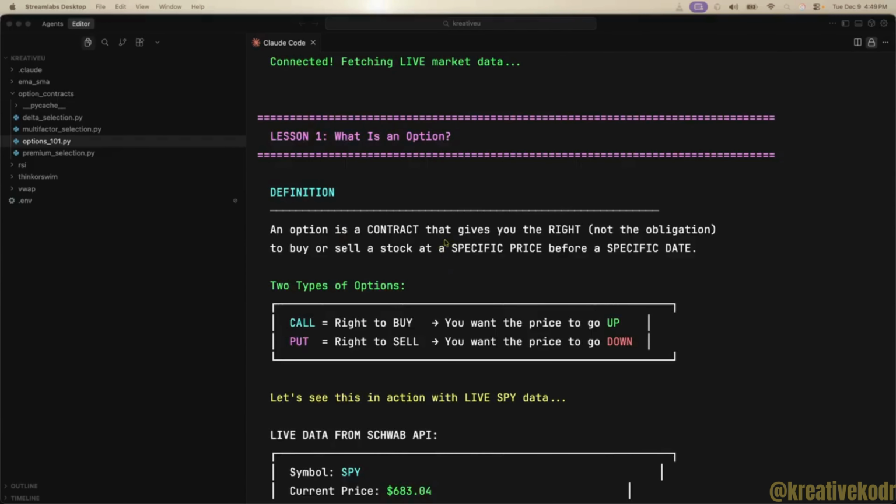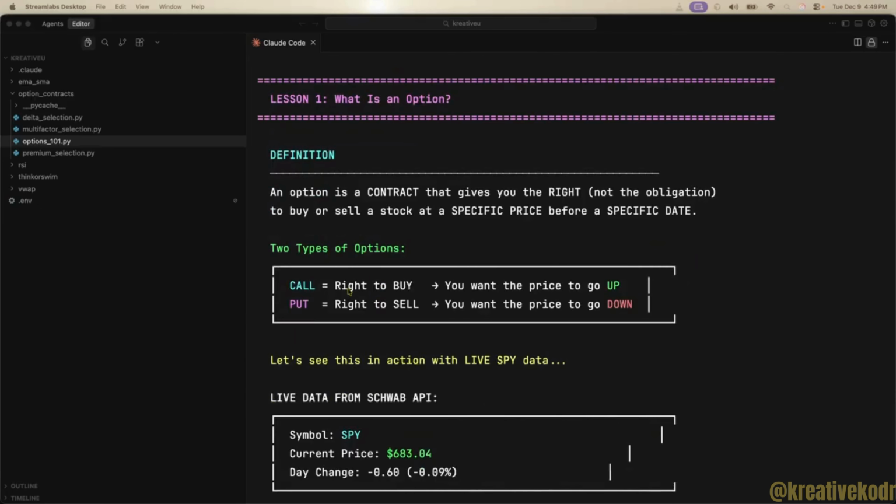An option is a contract that gives us the right but not the obligation to buy or sell a stock at a specific price. What is that specific price? That specific price is our strike price, before a specific date. We have two types of options. We have a call option, the right to buy, because we want the price to go up and we're bullish on the market. And then we have a put option, the right to sell, because we want the price to go down and we're bearish on the market, right?